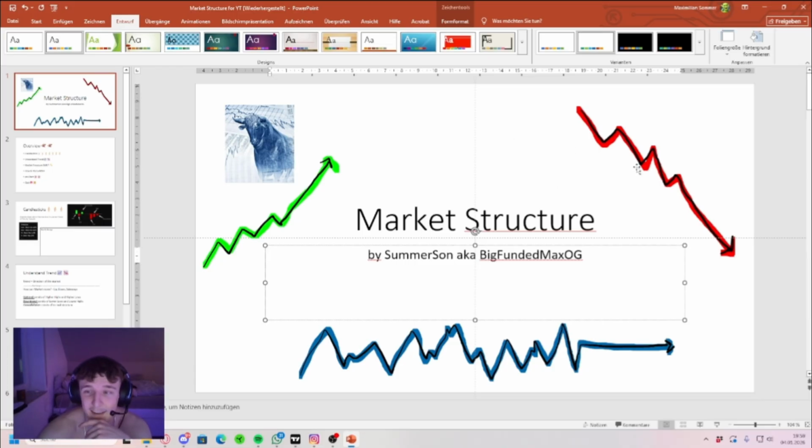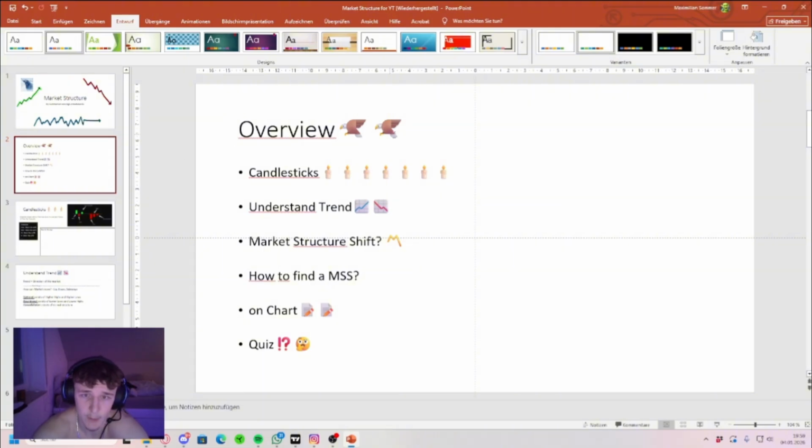These are some hints of what we will get into. Quick overview, candlesticks. I will teach you some about candlesticks to understand the trend.